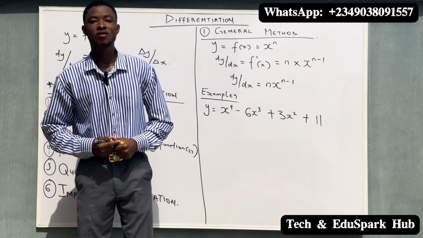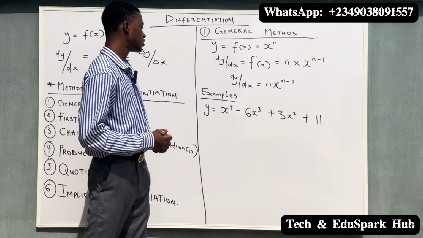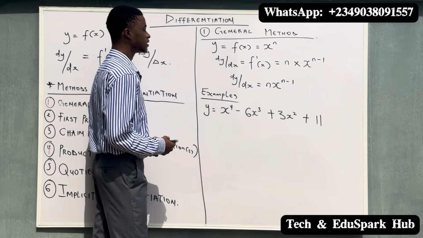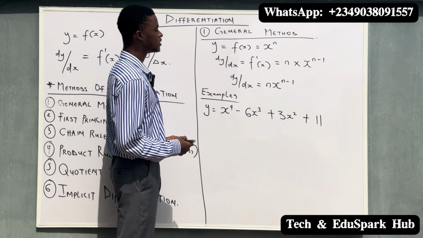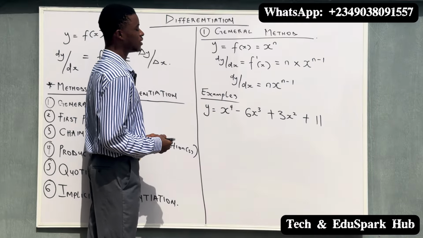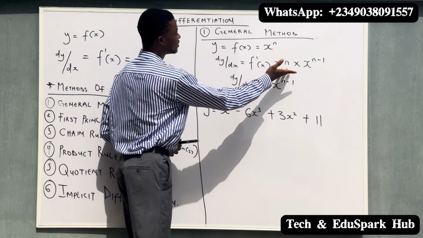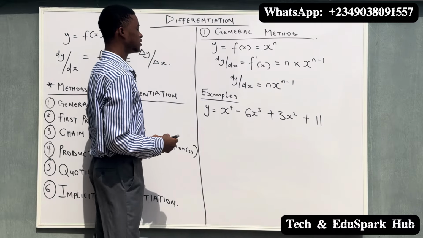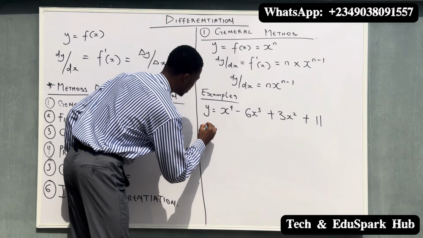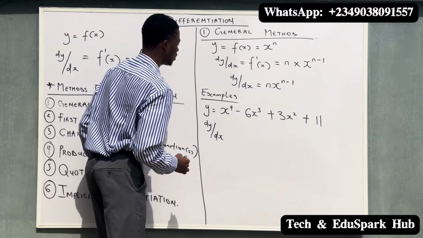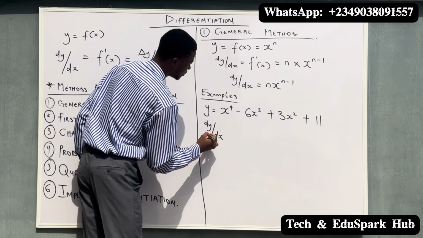And moving to the second example as written on the board, the question says y equals x raised to power 4 minus 6x raised to power 3 plus 3x squared plus 11. So in this case, the simple idea is to repeat this same concept to everything here in this function. So we have dy over dx, which is our change in y with respect to x.